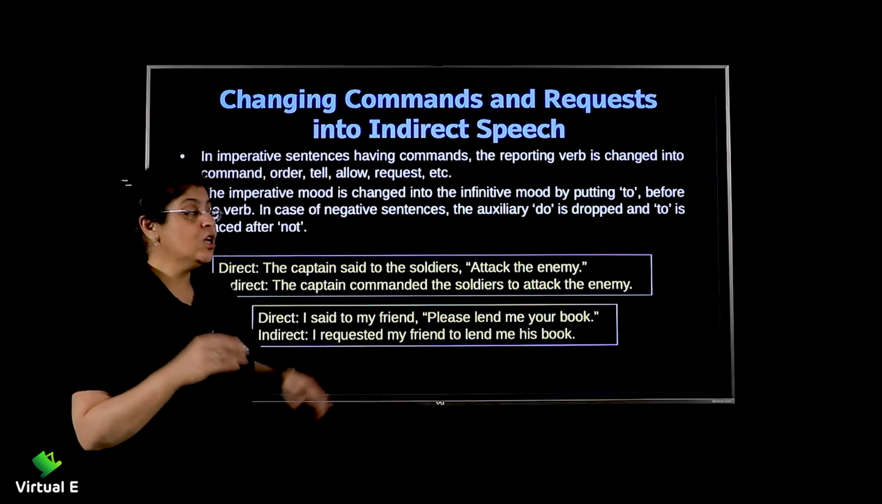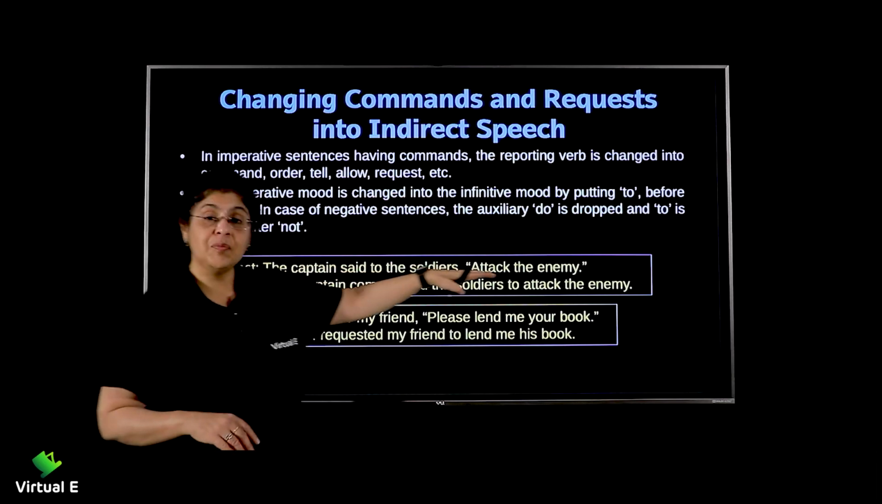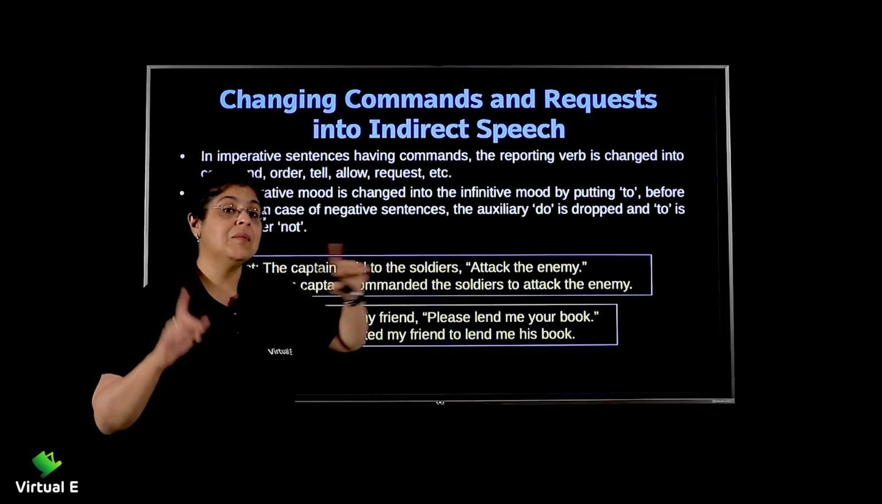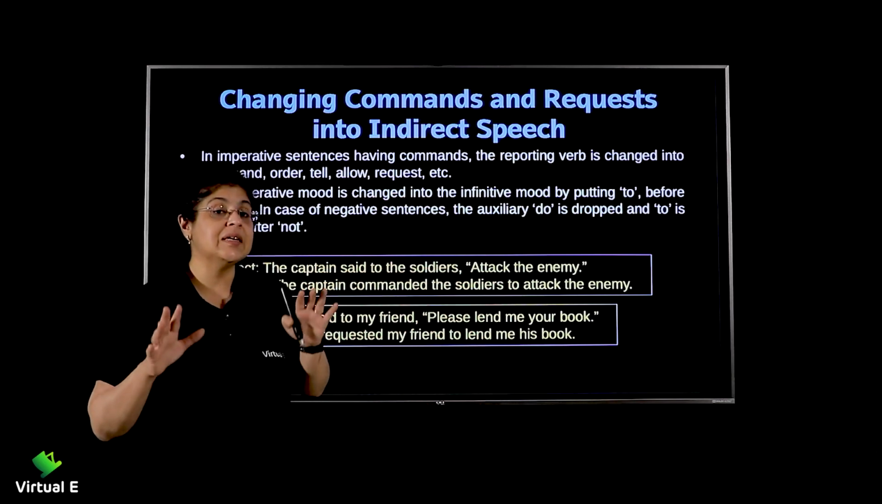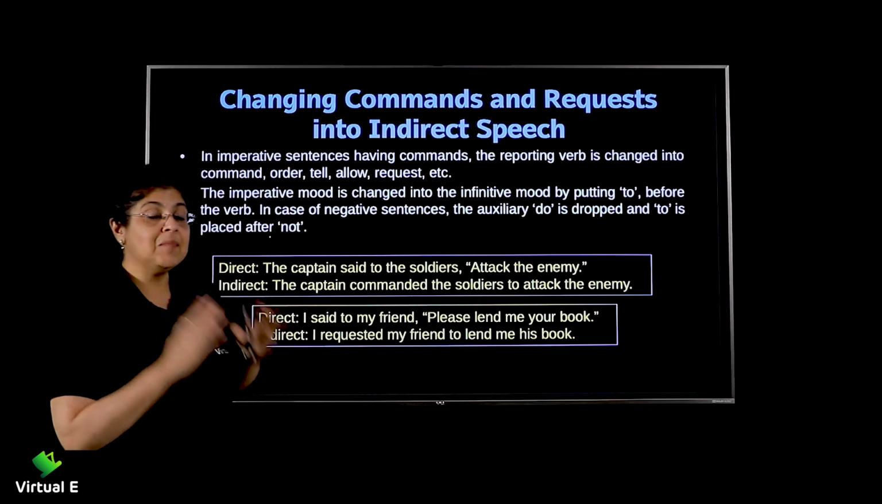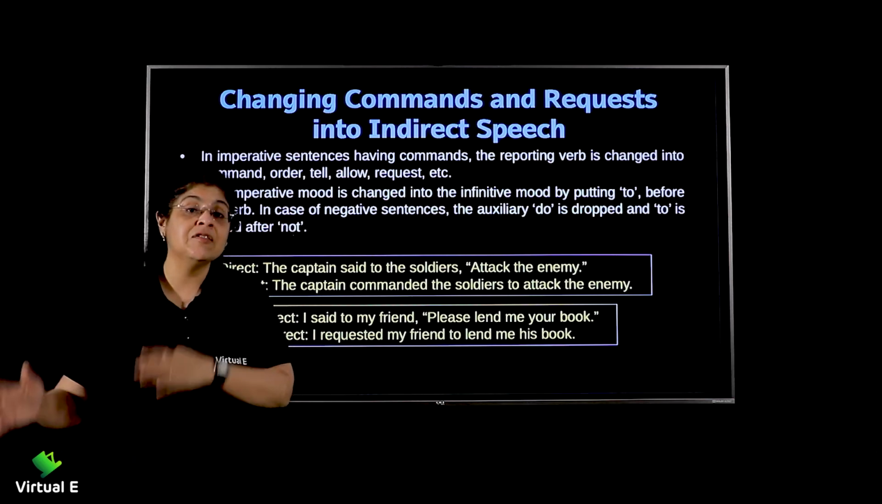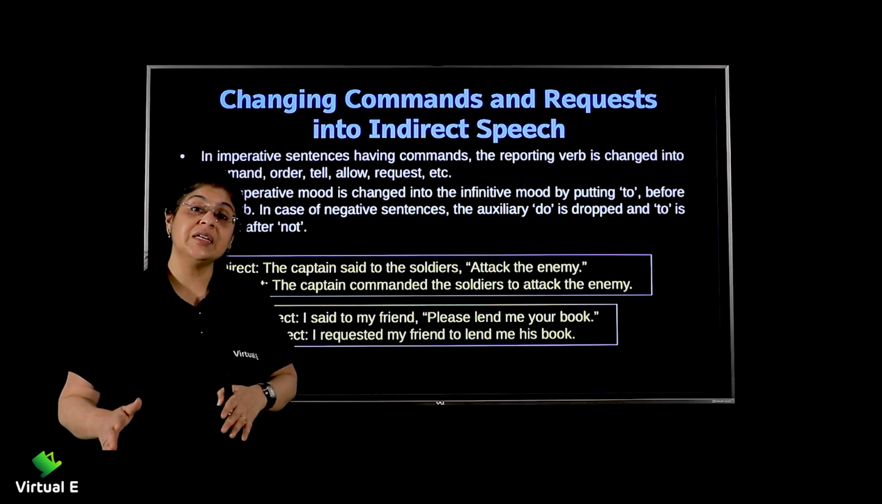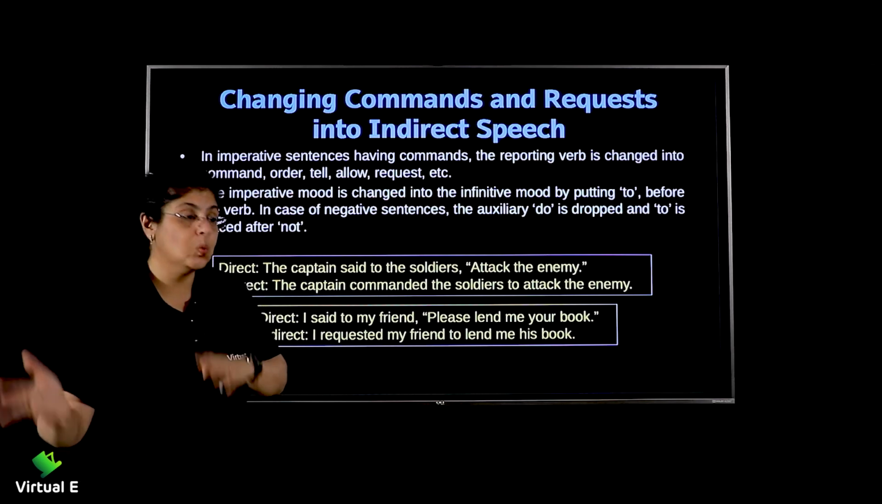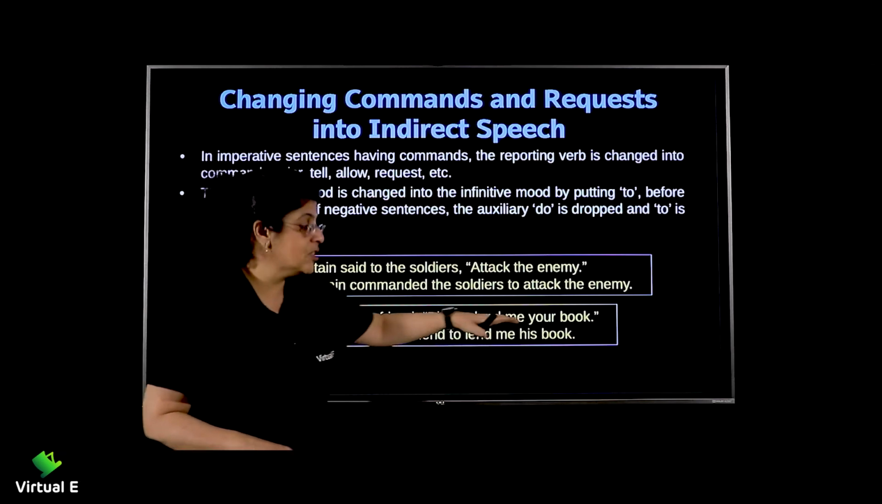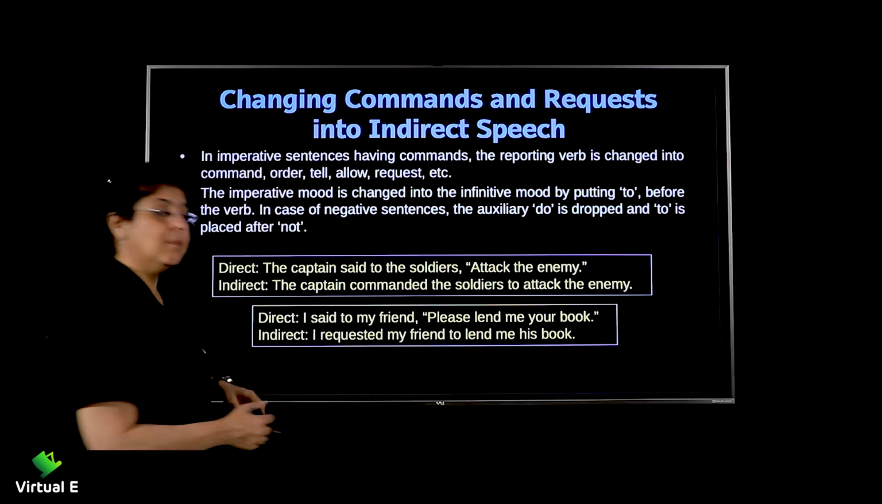To lend. So, whenever you have a reported speech beginning with a verb, it is an imperative sentence. Imperative takes infinitive. What is infinitive? To plus verb. So, my friend to lend me his book.